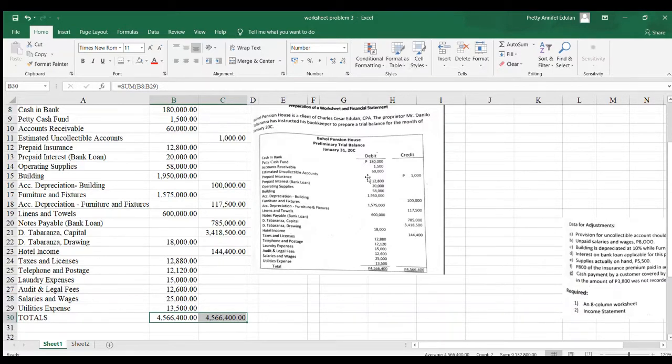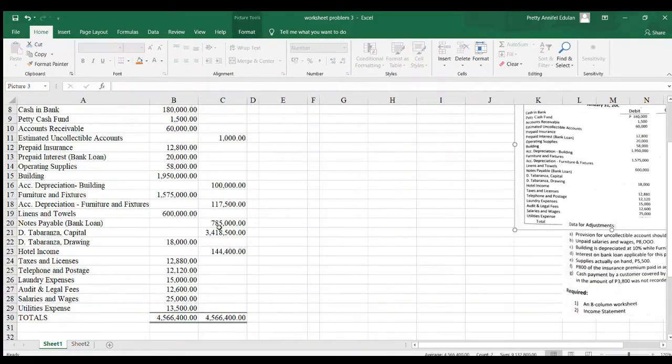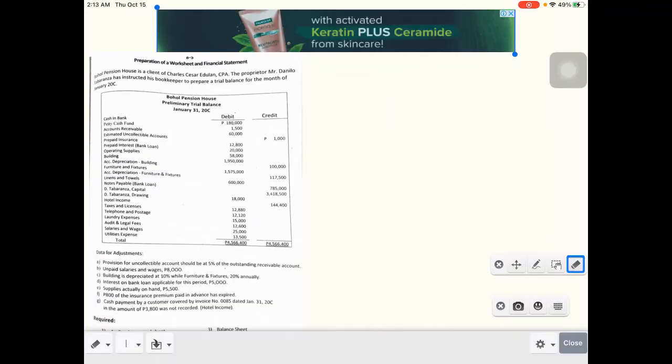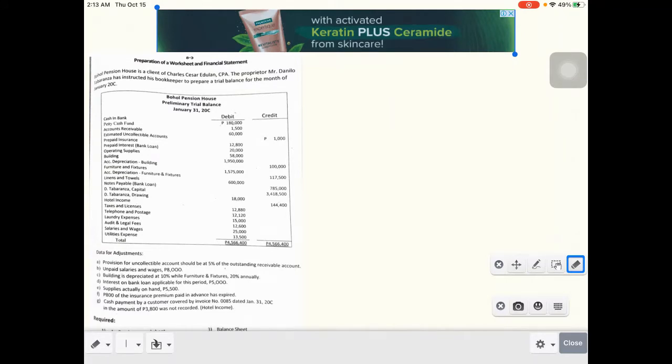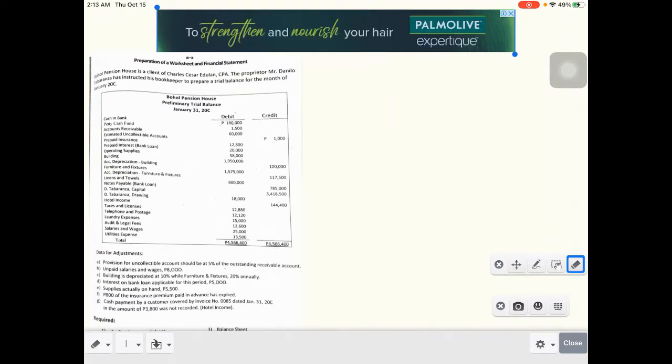Okay. So we will refer to our adjustments. So for this part, this is now the time that we will look at our solution, the entries that we have made for our adjusting journal entries. Okay, so let's start with the adjusting entries for the problem of Bohol Pension House.